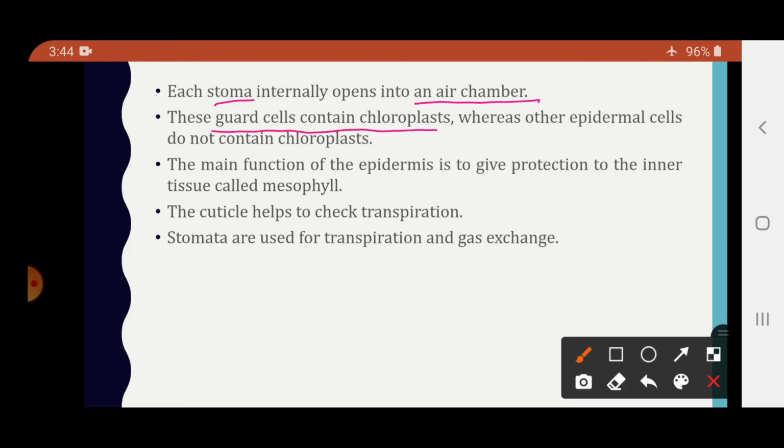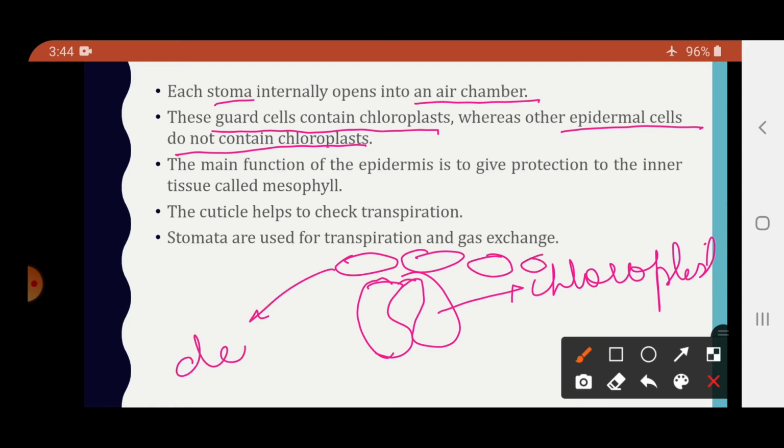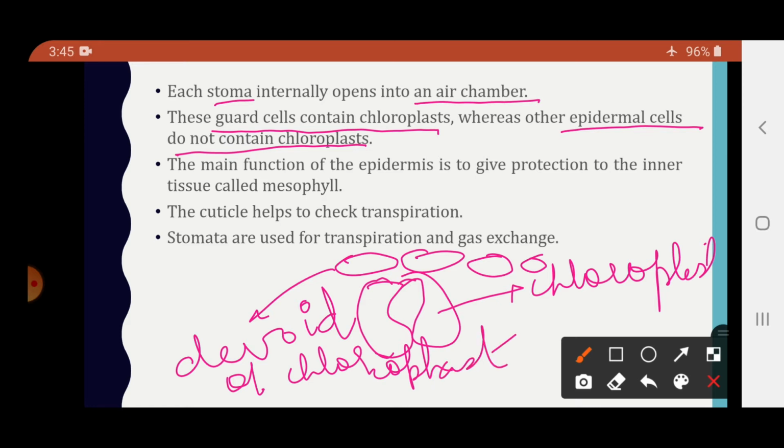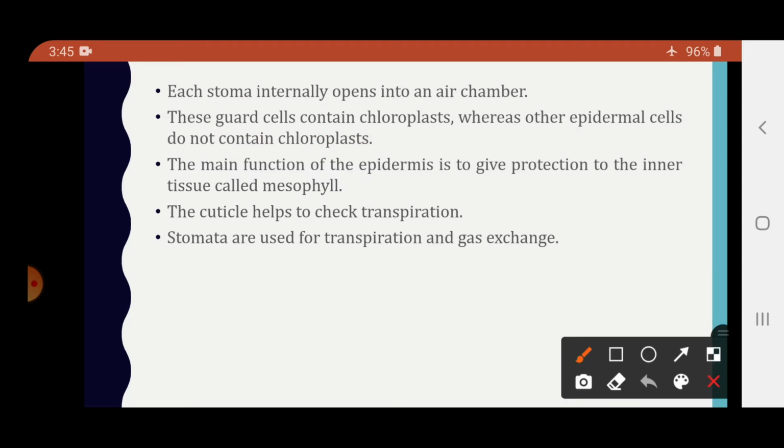The guard cells contain chloroplast while other epidermal cells do not contain chloroplast. Suppose this is the bean-shaped guard cell, right? So, this guard cell will contain the chloroplast, but the other epidermal cells are devoid of chloroplast. Are you getting my point? Only in the epidermal tissue system, the guard cell consists of chloroplast, whereas the other epidermal cells are devoid of the chloroplast.